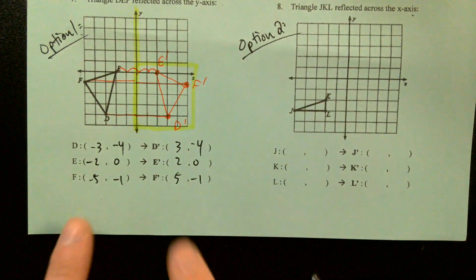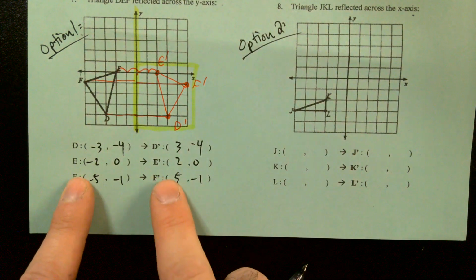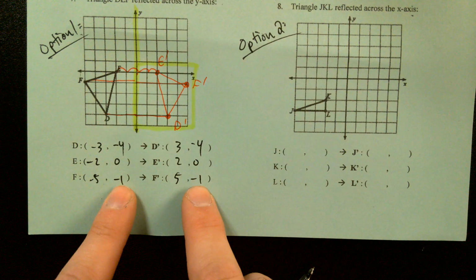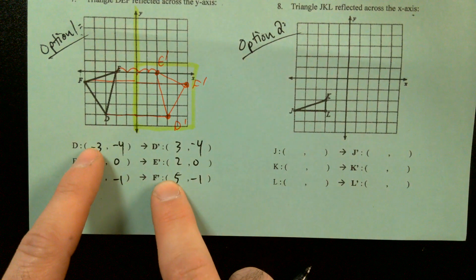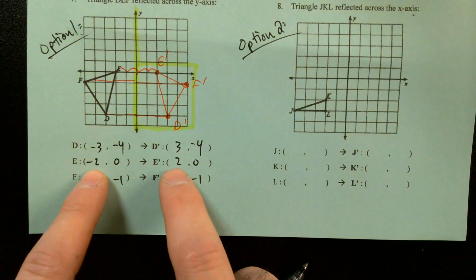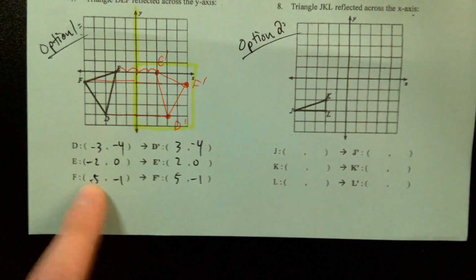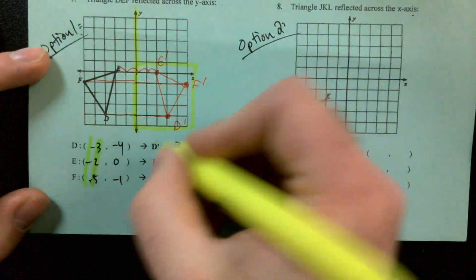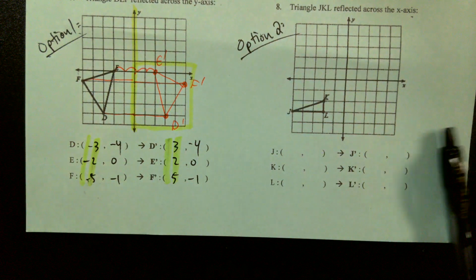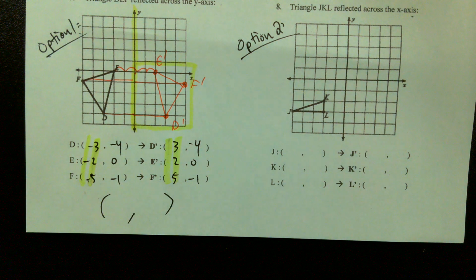All right. What did we change from pre-image to image? The X coordinate or the Y? We changed the X. -3 turned to 3, -2 turned to 2, -5 turned to 5. We changed our X coordinate. So if we wanted to write the rule, what rule could we write for this?